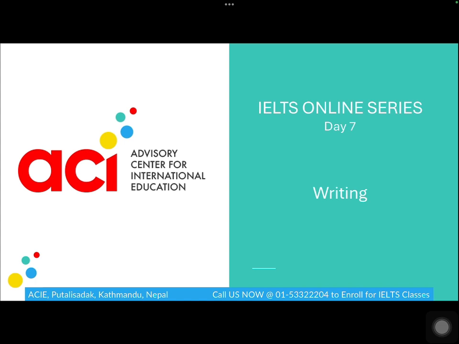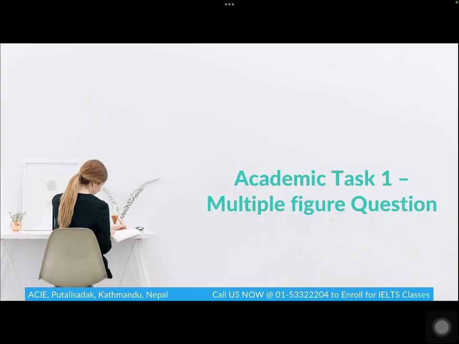And in today's class we'll be talking about the remaining 3 question types, which are a multiple figure question based on the statistical questions that we have discussed, and the remaining 2 major question types, which are a diagram based question and a map based question. So we will be talking about these 2 question types in today's class. So let us quickly begin.